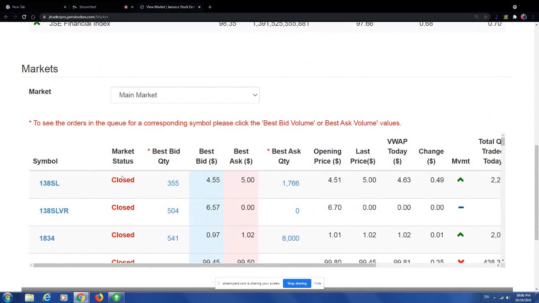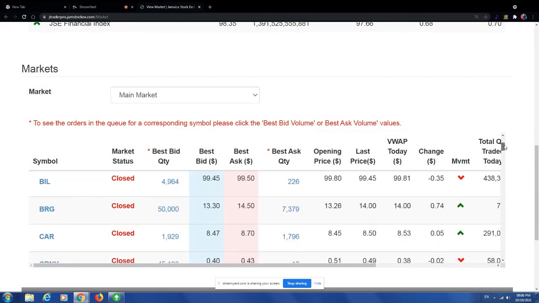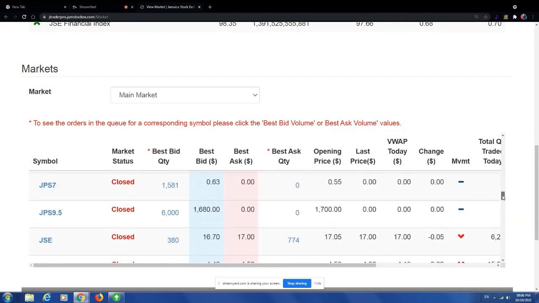And the market is right here. So if the market is open, you're going to see "open." If the stock is halted, you're going to see "halt" as the market status, which means that you can't trade that stock for that period. So this is really just JtraderPro in all its honesty.